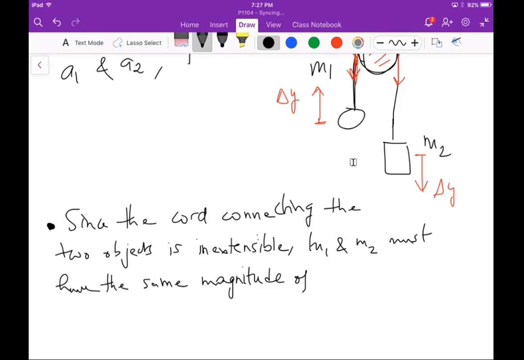So as you could see, acceleration vectors A1 and A2 are not equal as vectors.